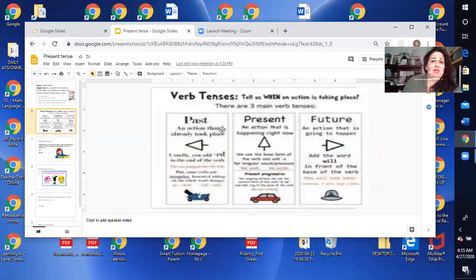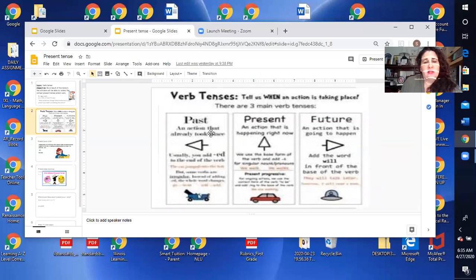There are 3 verb tenses. In verb tense, that means the action word in a sentence or when someone is speaking tells us when an action is taking place: in the past, in the present now, or in the future. We talked about this in class, if you recall.